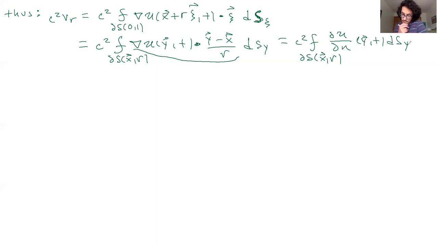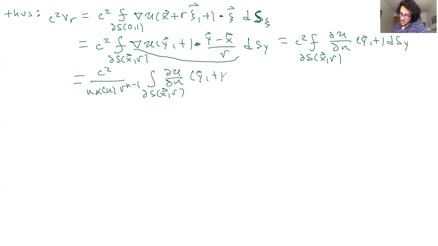And furthermore, I can pull out that scaling factor that I wrote down before. So I have c squared, n alpha n r to the n minus 1, integral over my shell, du dn y t ds y. Okay, now what do you think we're going to do? Well, we're going to apply the divergence theorem. That's a $1 million theorem in PDE, comes up all over the place.